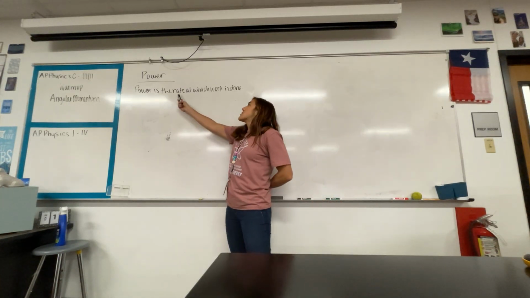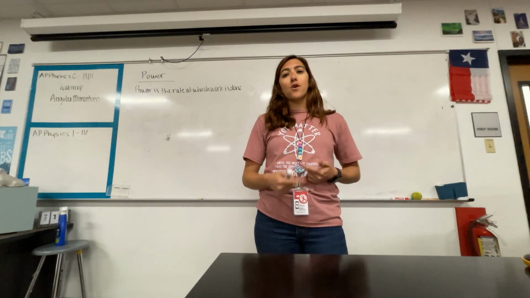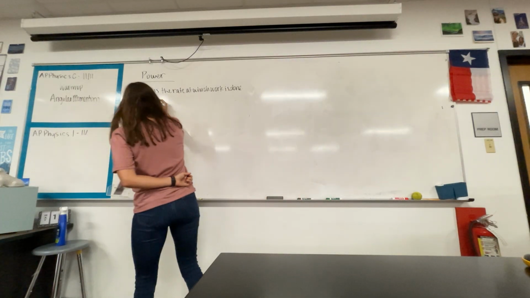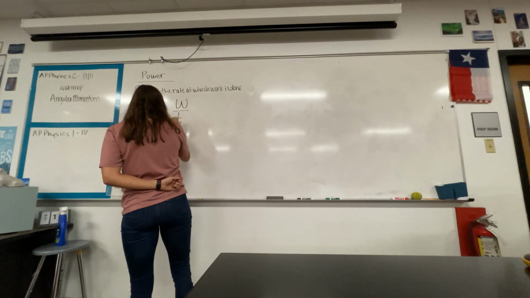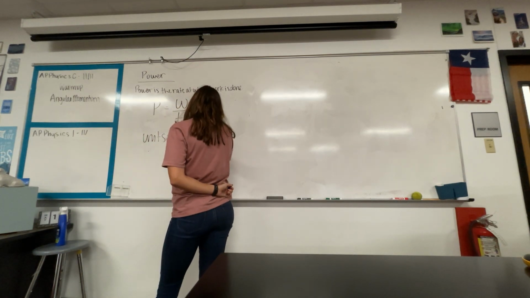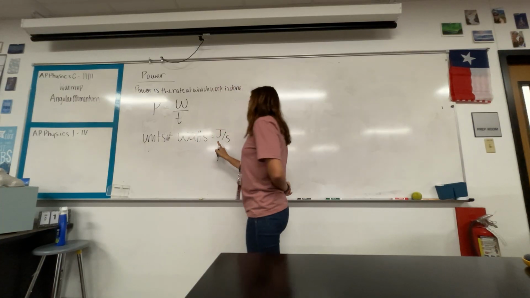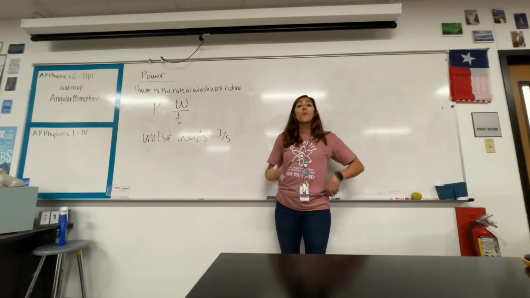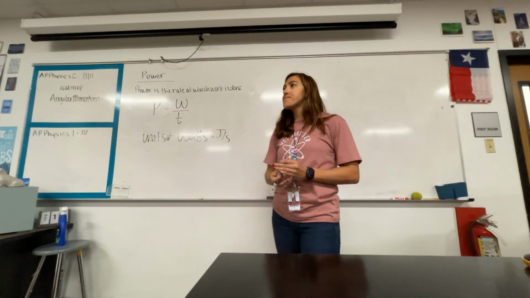Power uses this term rate. Rate should always remind you of time. It's how much work is being done in a certain amount of time. And that's the definition of power. Power is equal to work divided by time. The units for power are going to be watts, which are equal to joules per second. Work is in joules, time is in seconds. So power is the rate at which I get work done, okay?